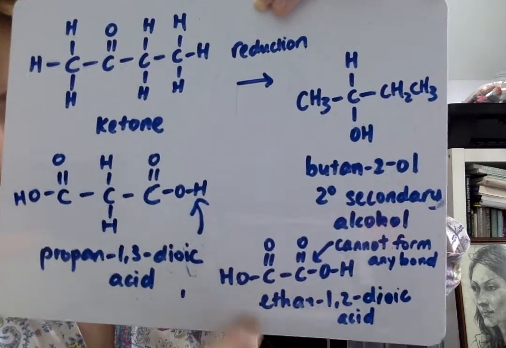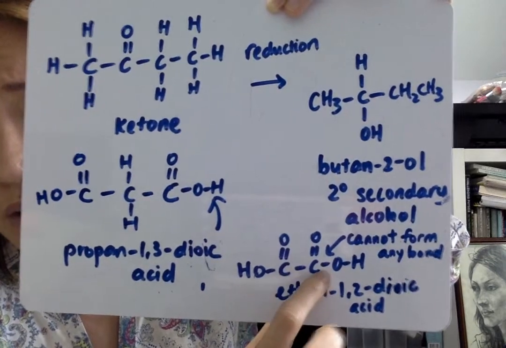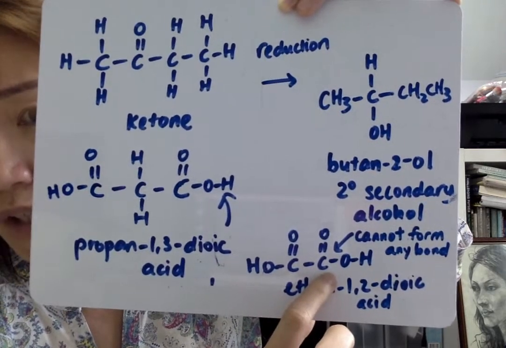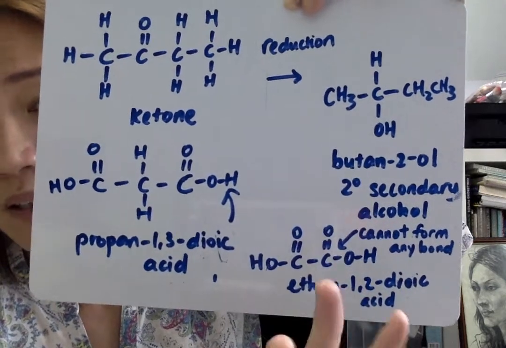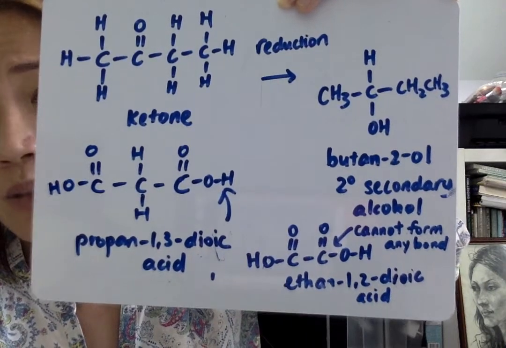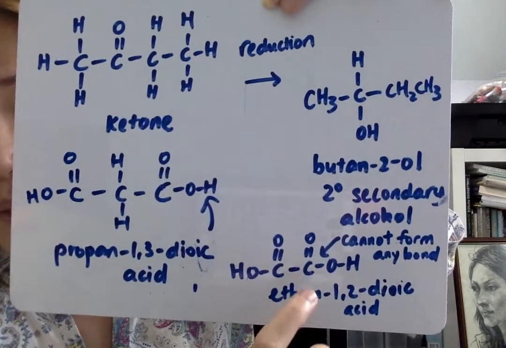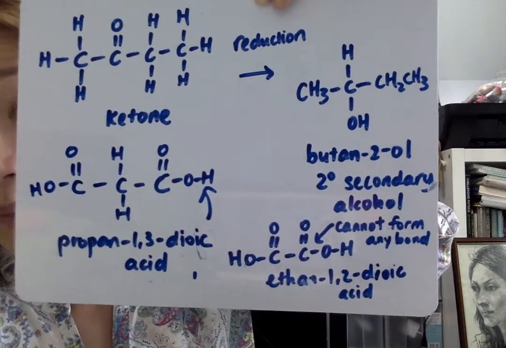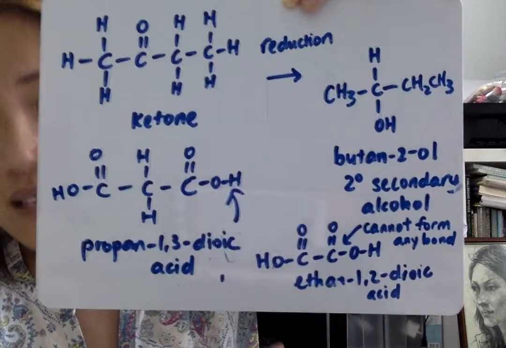Now, ethane 1,2-dioic acid, if you look at the carbons in this acid molecule, it has already attained octet configuration because it has formed 4 single bonds. 4 single bonds is 8 electrons. Each single bond is 2 electrons. So it's not possible for carbon to form more than 4 single bonds. That is why it's not possible for either of these carbons to extend another single bond with carbon. And that is why propane 1,2-dioic acid does not exist.